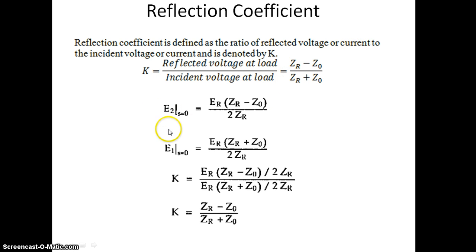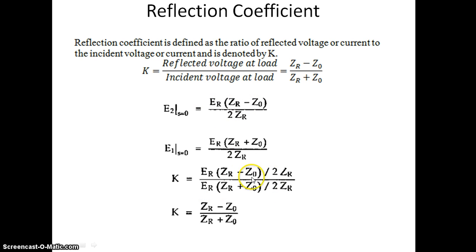We have derived previously the expression for E2 and the expression for E1, where E1 is the incident wave and E2 is the reflected wave. K is the ratio of reflected by incident, so divide E2 by E1.